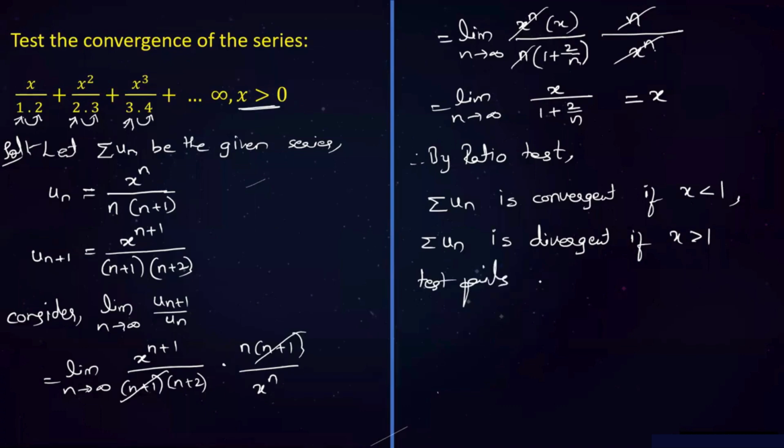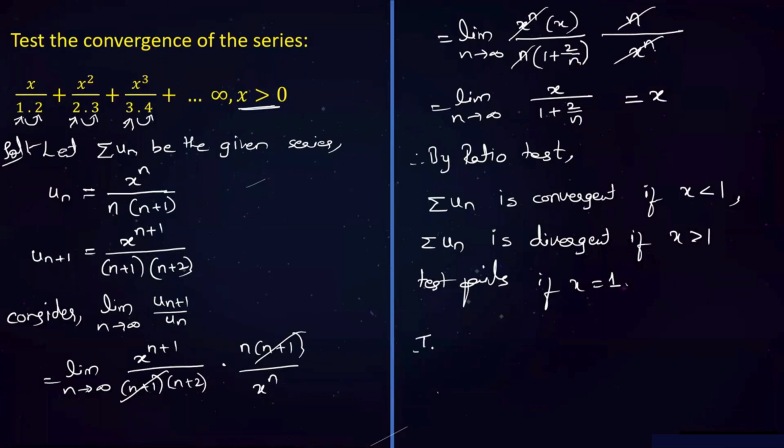Test fails if x is equal to 1. Right? But we should not stop like this, because the question is to test the convergence of the series. We are just concluding this without a proper way when it is 1. So let me see what happens to the series when x is equal to 1.